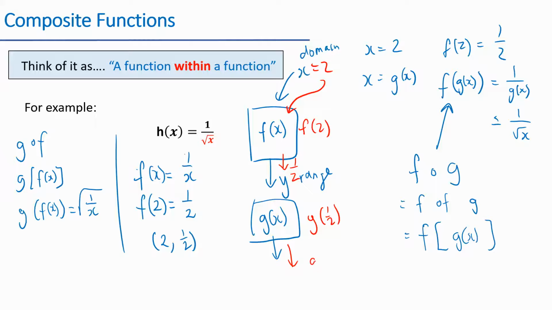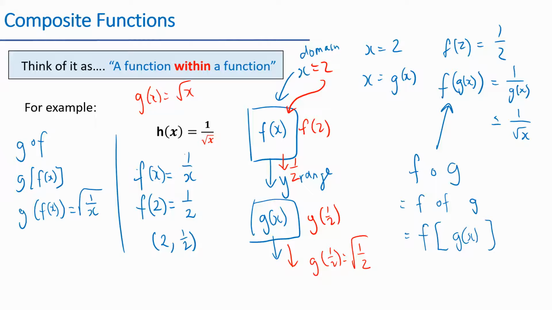Okay, so that means it's g. And what is the function g? G was equal to root of x. So you're actually doing g of half, which becomes root of half. Okay, now, this final product is called the composite function.